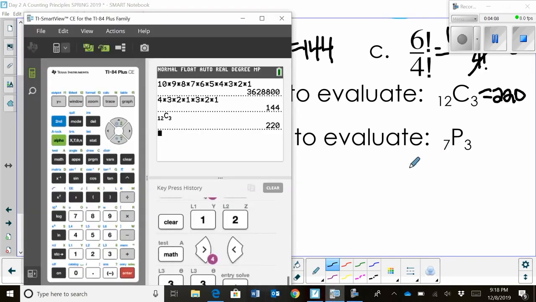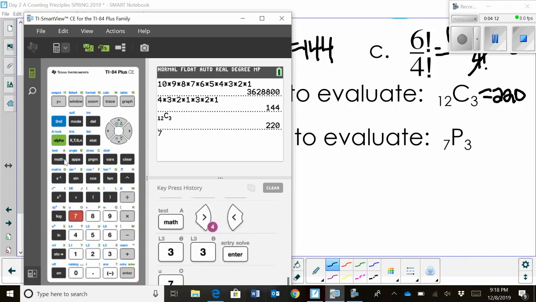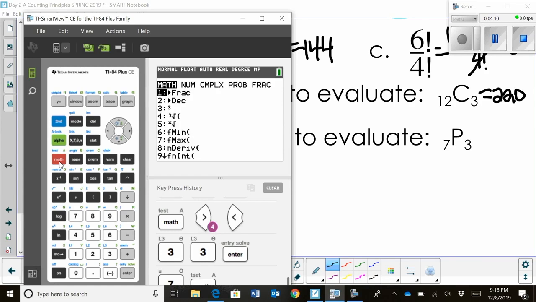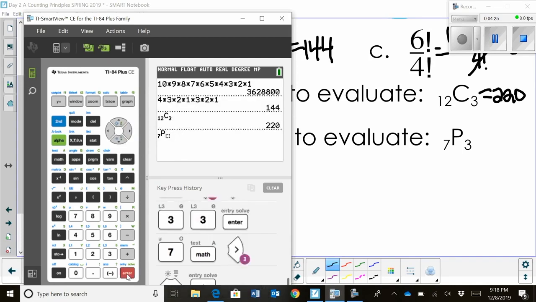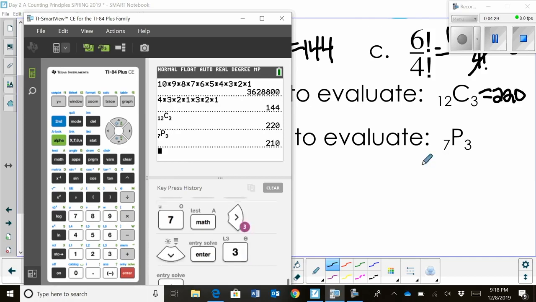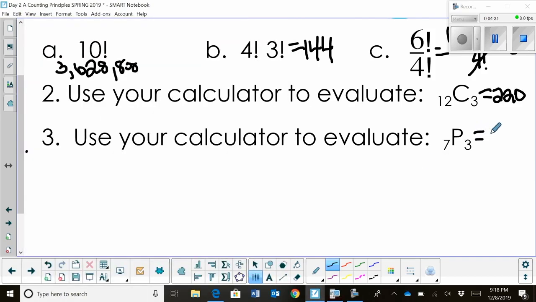And then the second one is a permutation. It's kind of the same concept. You're going to take 7 with a permutation. So take your math button after you type in 7, scroll over to probability, and this time go to the second choice, a permutation. We're going to choose 3 and hit enter. And so that is 210. And that's how you use your calculator.